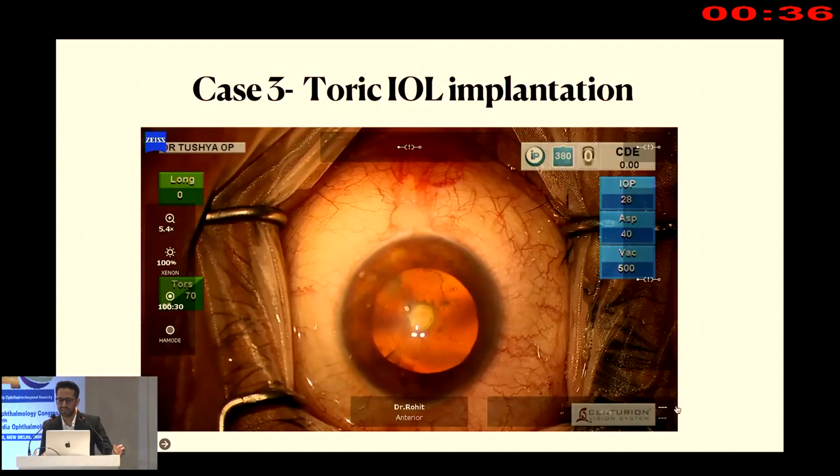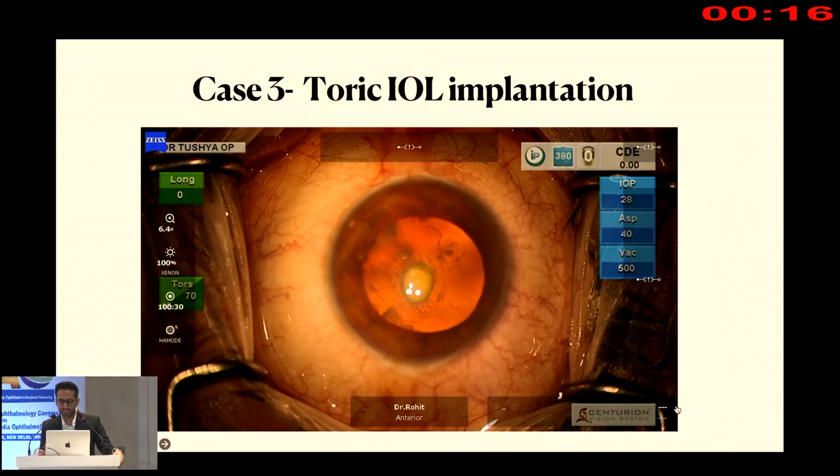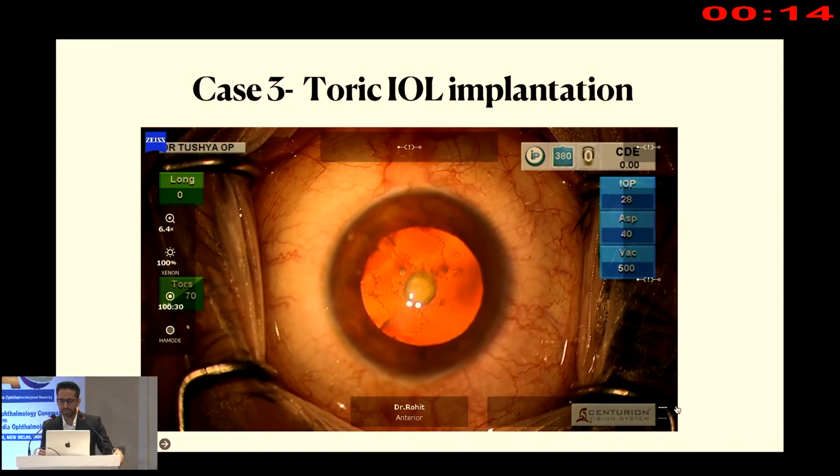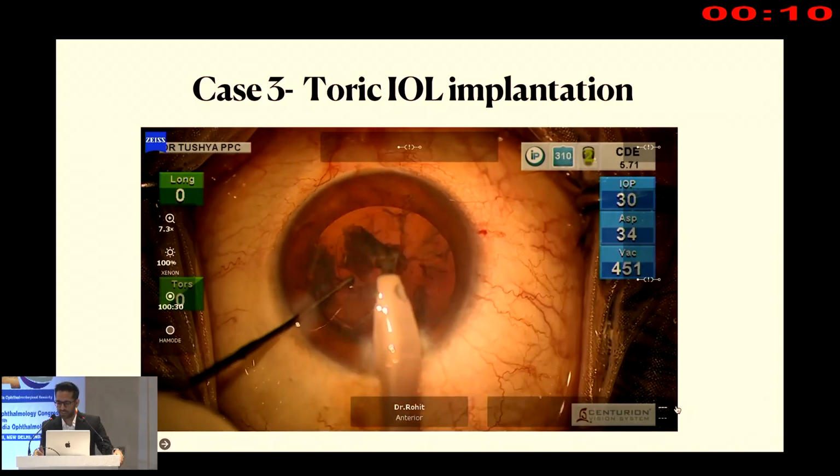So this last case, a very short video, I just wanted to tell you about this case. The patient was diagnosed with a preoperative PPC with a pre-existing defect, confirmed by OCT. The patient was a high-demanding patient with a high amount of astigmatism and wanted a toric IOL. So as a routine case, I continued the phacoemulsification with low phaco parameters, and the nuclear emulsification was completed.